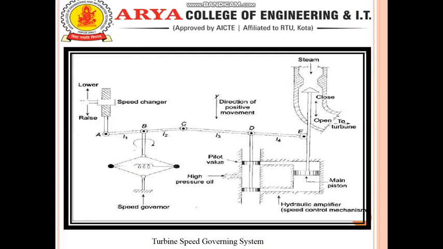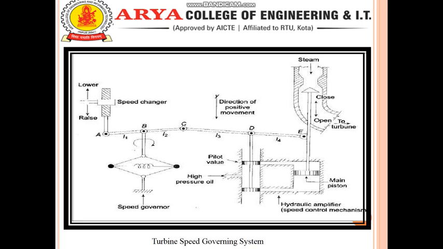Here we will discuss the working of the speed governor. For a given setting of the governor, the speed changer setting is fixed and point A is fixed. If the load decreases suddenly, then the speed of the turbine increases. This will move the fly balls outward due to centrifugal force, and due to this point B will be moved down by the fly ball speed governor.